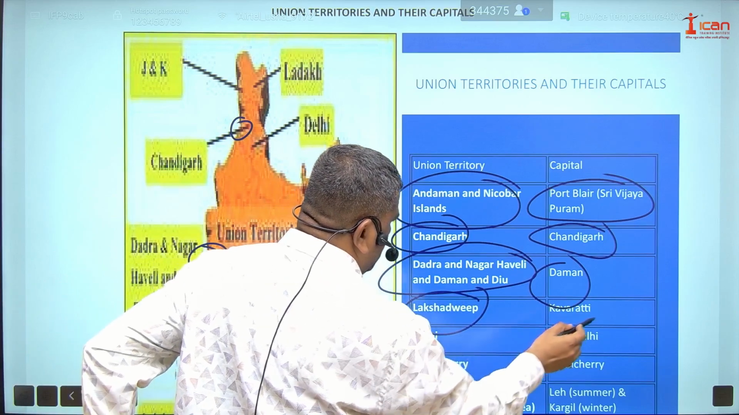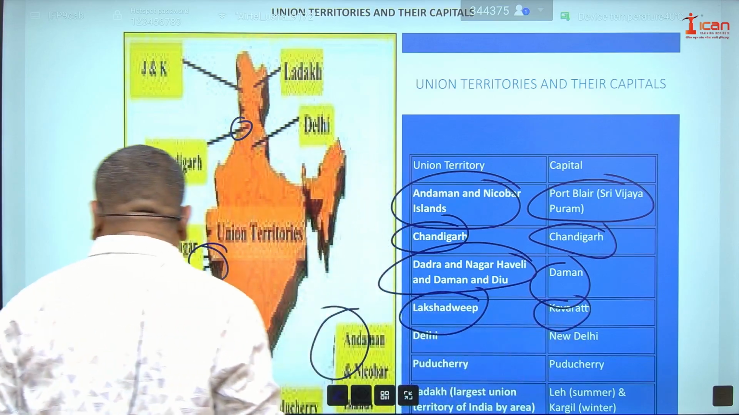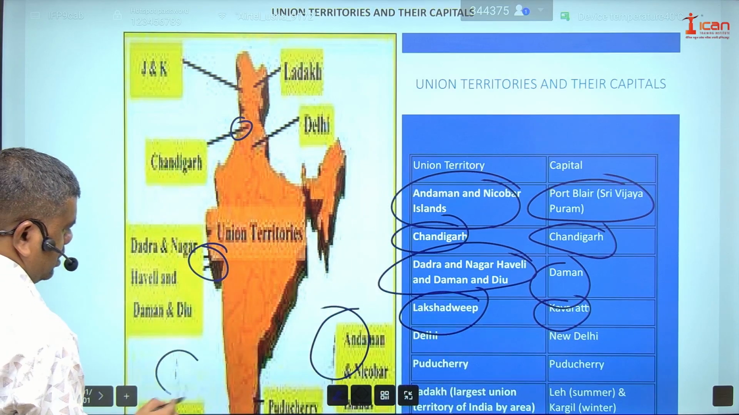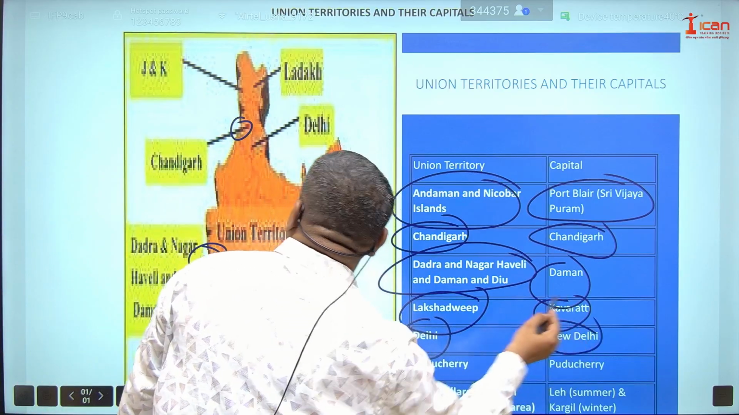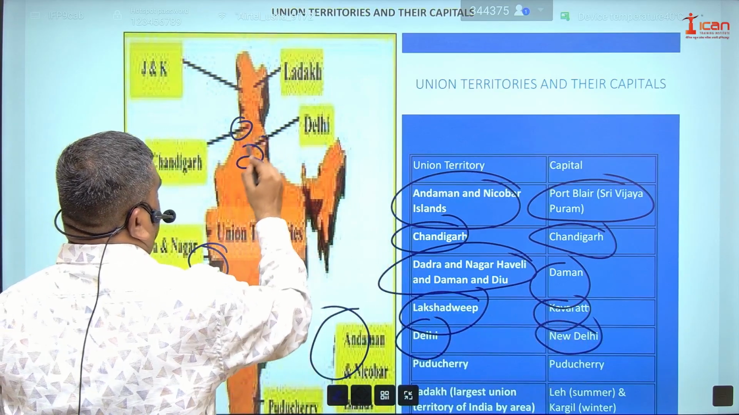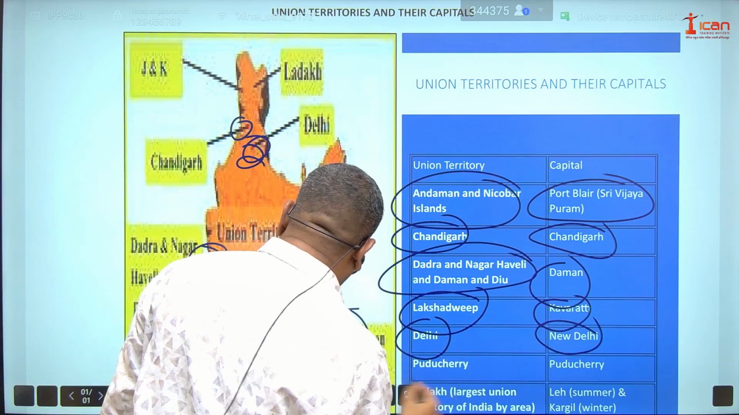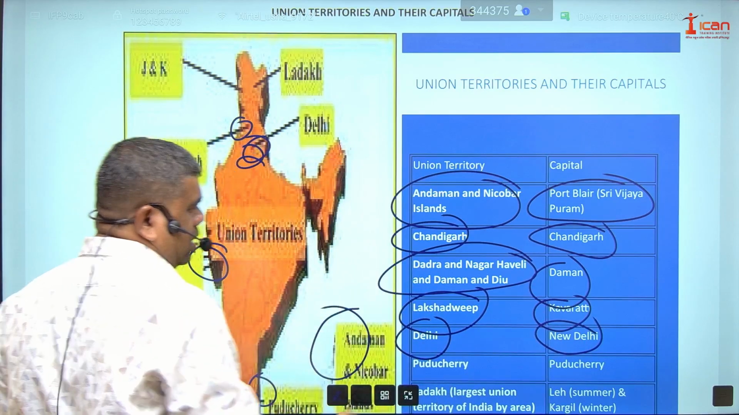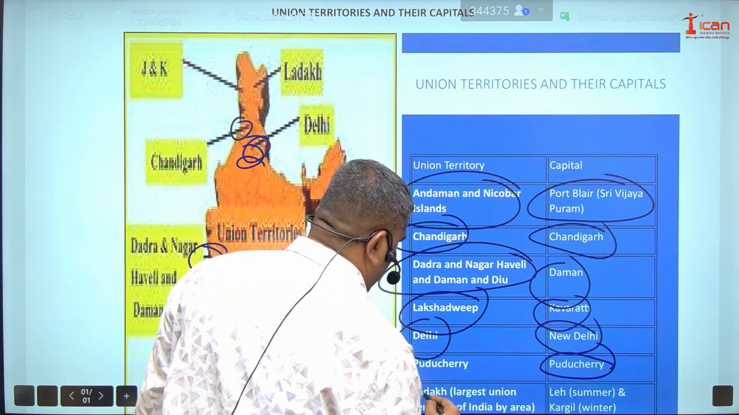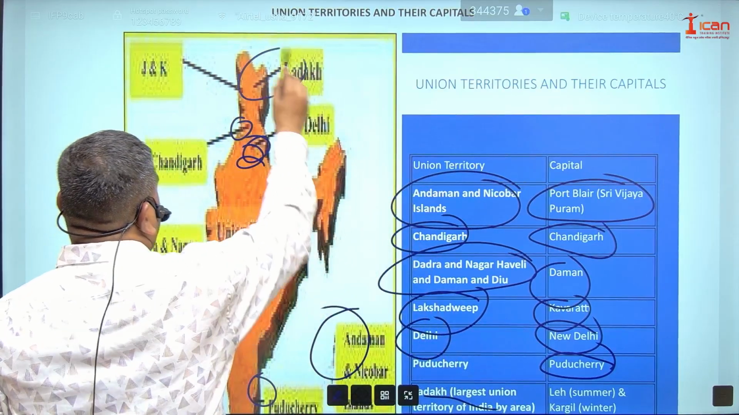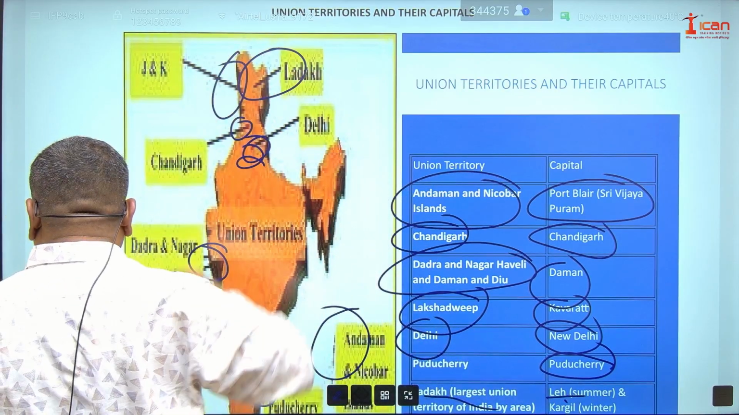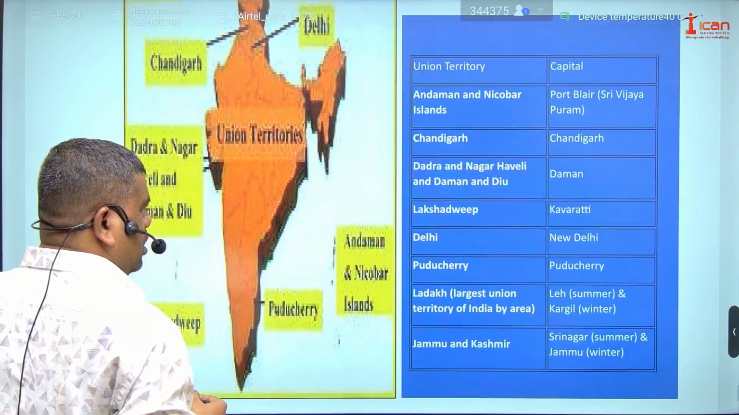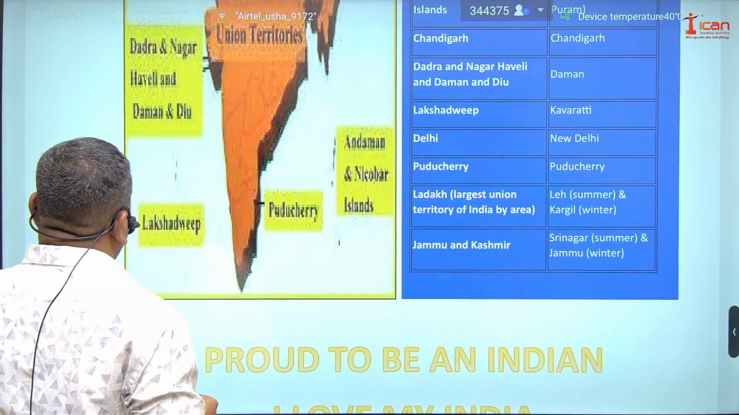Lakshadweep, we saw Lakshadweep. The capital is Kavaratti. This side. Then we have Delhi, the capital is New Delhi. Delhi comes here, right? Then we have Puducherry on the eastern coast. Here it is Puducherry. And Ladakh, Ladakh is the biggest here, the capital is Leh. And the last is Jammu and Kashmir, the capital is Srinagar and Jammu. So, these are the capitals.